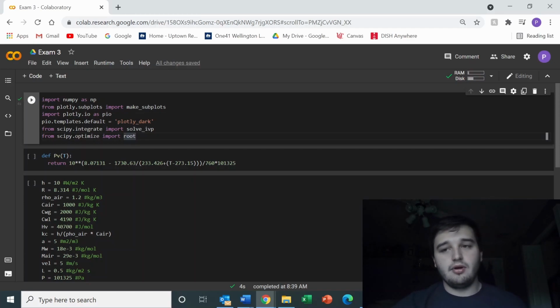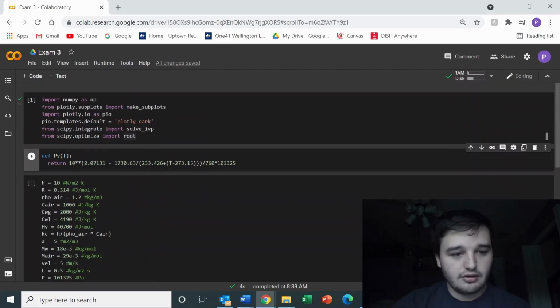We're also going to be solving these differential equations as initial value problems as well as root problems. So from the integrate package in SciPy, we're going to import the solve_ivp function. And then from the optimize package, we're going to import the root function.